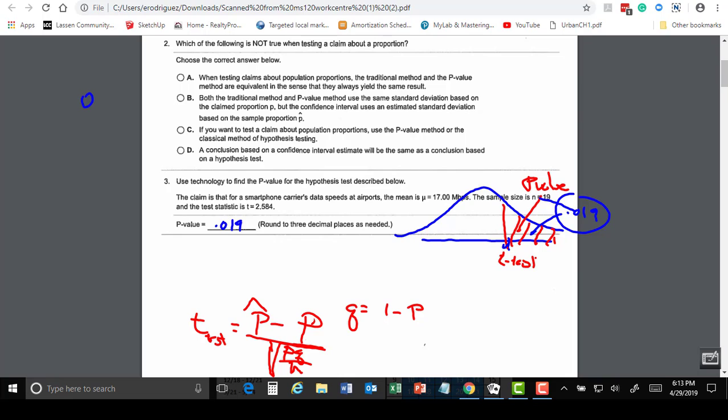Any questions? Does everybody know what a p-value is? You have to be clear in your mind about the difference between your level of confidence, your alpha, your p-value, and your test statistic. Okay. Let's go on.